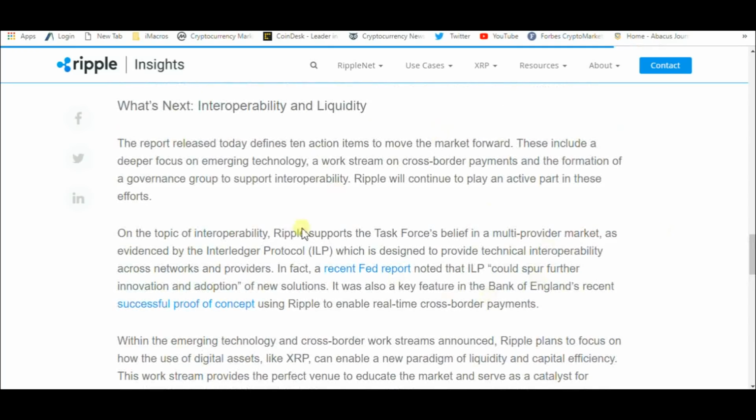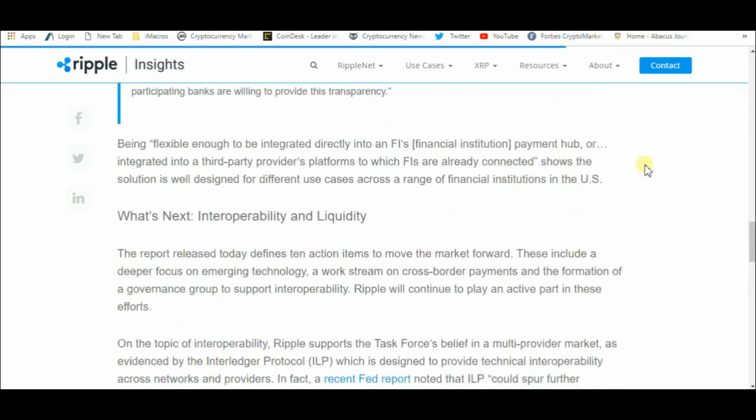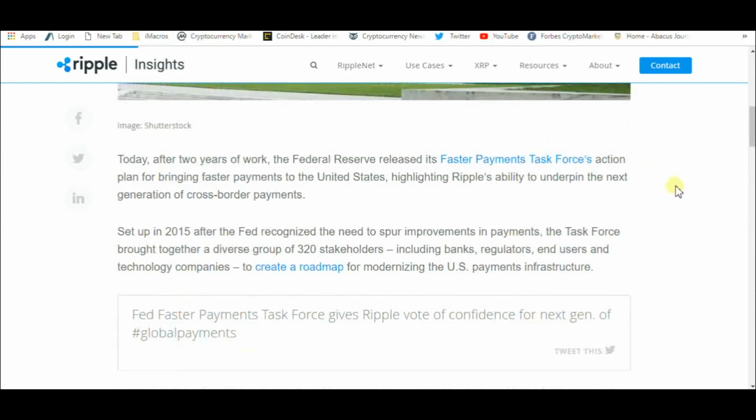They're talking about what's next, and about the Interledger Protocol being what's important. The task force believes in a multi-provider market, as evidenced by the Interledger Protocol, which is designed to provide technical interoperability across networks and providers. And here is what Ripple says they're going to be working on. Within the emerging technology and cross-border work streams announced, Ripple plans to focus on how the use of digital assets like XRP can enable a new paradigm of liquidity and capital efficiency. This work stream provides the perfect venue to educate the market and serve as a catalyst for broader adoption of digital assets. Pretty interesting stuff, people. XRP is big, very big.